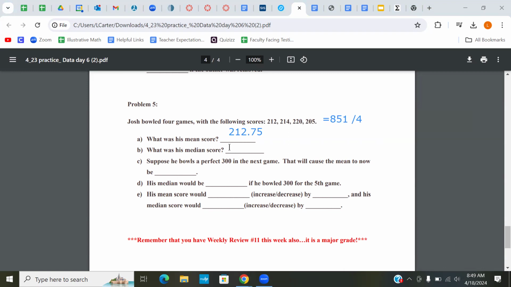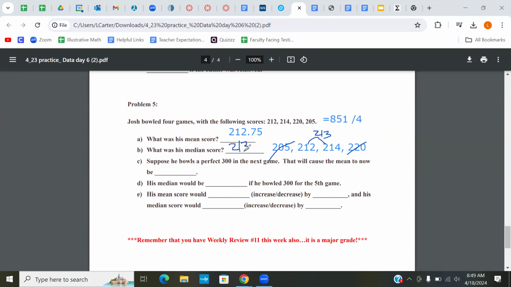Okay, you need to at least do some of these divisions by hand to make sure you haven't forgotten how to divide. Okay, now the median score here is going to be if you line them up in order. So here's the lineup in order, from least to greatest: 205, 212, 214, 220. Now when we find the middle number here, it's going to be halfway between 212 and 214, which I'm guessing you can figure out is 213, because it's halfway between. If you added those up, that would be 426 divided by 2 is 213.